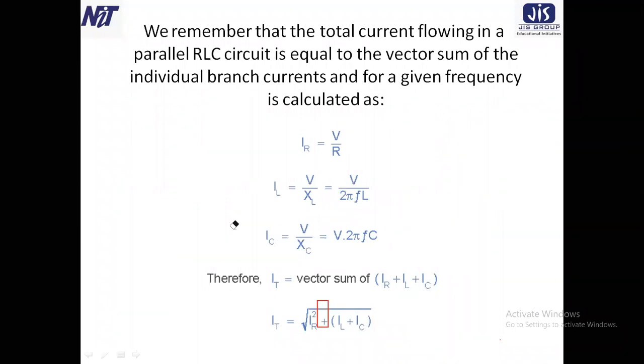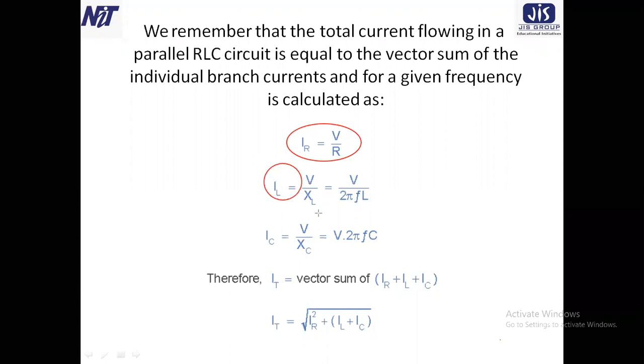We remember that the total current flowing in a parallel RLC circuit is equal to the vector sum of the individual branch currents for a given frequency. What is actually this? Let me explain. Here IR equals V by R. This is the current across the resistor.